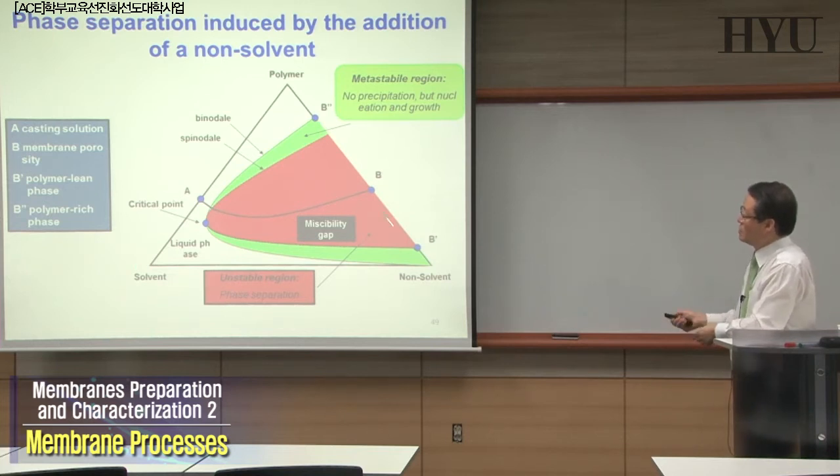So by using this ternary phase diagram, you will be able to make a nice membrane with some structures. But this phase diagram will not determine the macrovoid, will not determine the finger-like structure or sponge-like structures. It will determine whether you form the skin layer or not, depending upon where you start from. Okay? Whether you start from this point, or this point, or this point. Whether you follow this A-B line here, or you follow this path, or this path, will be determined by your operation parameters.